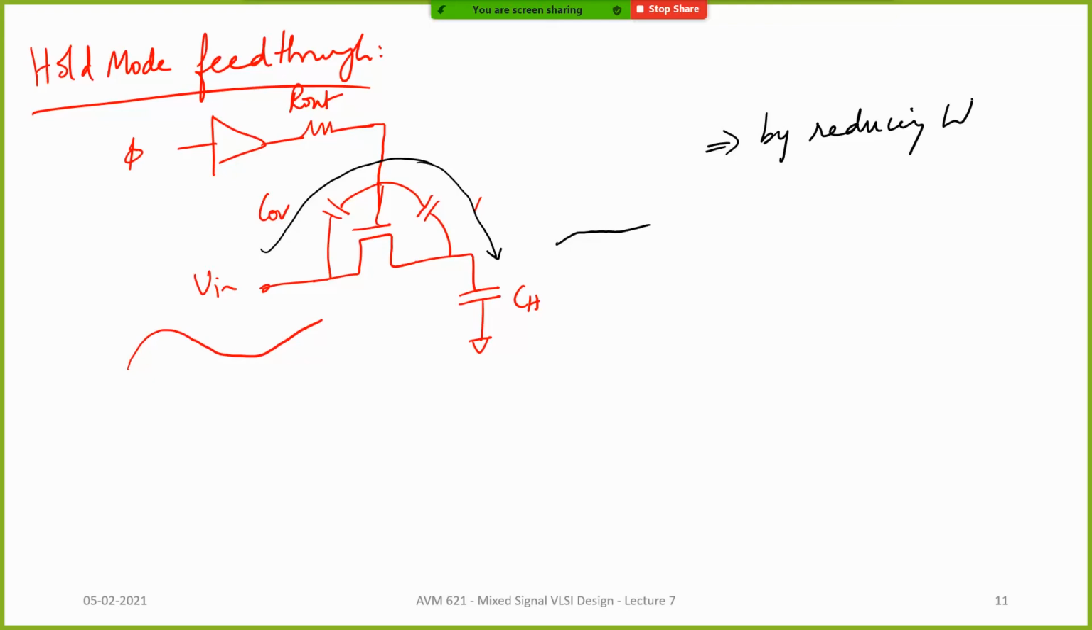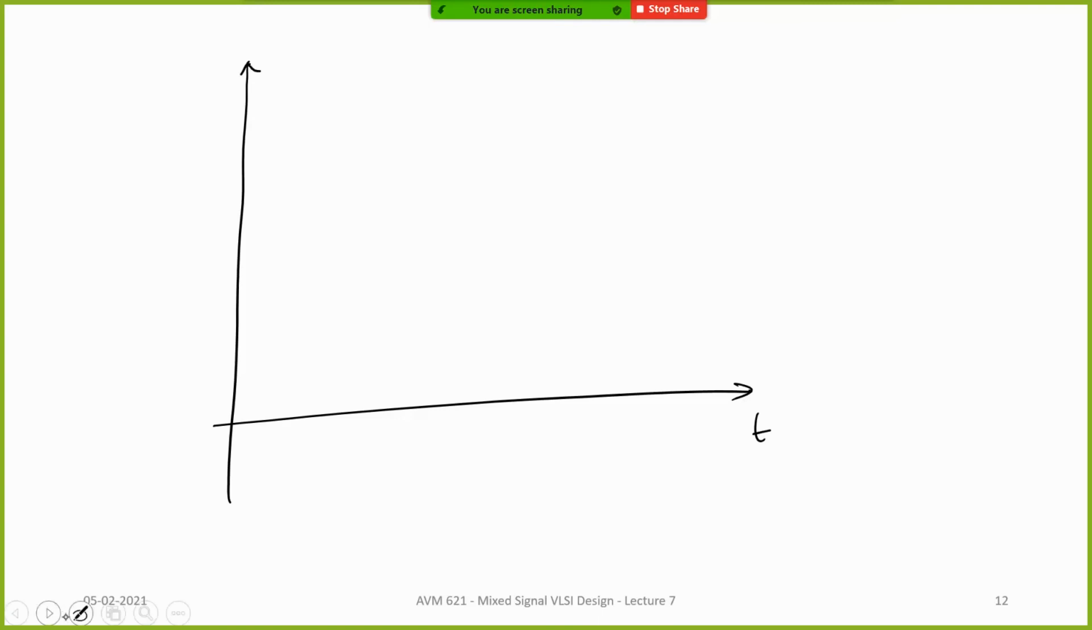Okay. So now, having seen all these things, let's put all the stuff together, and if you give a step input to your sample and hold, how will it basically behave? Okay, or maybe some fast varying signal, how will it behave? So let us look at it. Okay, let's say this is your time axis, and let's say your input was something like this. All right, it has basically changed when you were in your hold mode. Okay, earlier it was low.